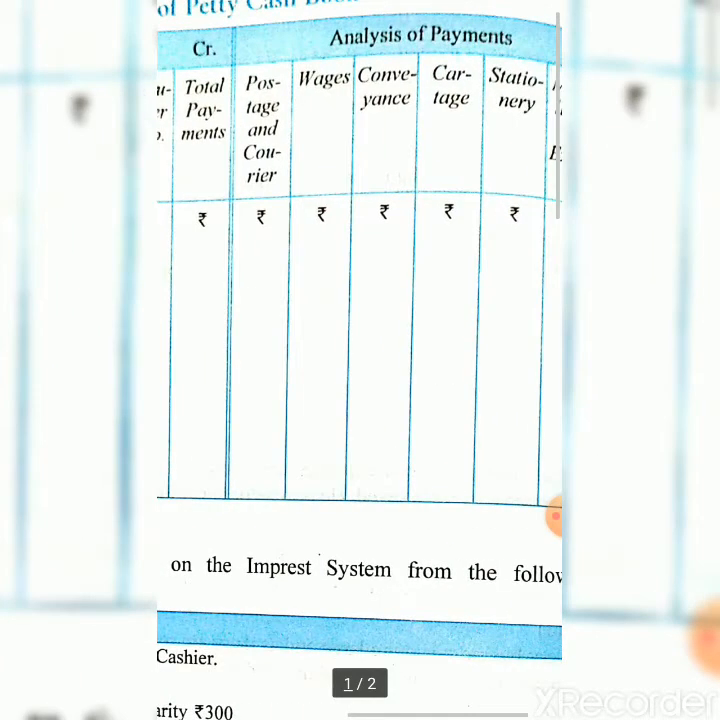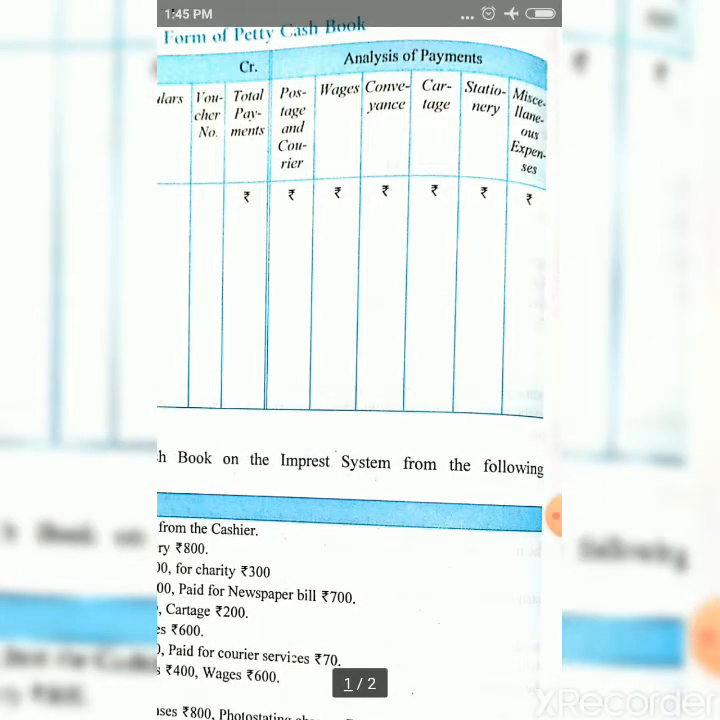and here in this system, the analytical system, we keep the payments record: item, courier, all are similar. So this is under a separate head, whereas wages are under a separate head, conveyance, carriage, stationery, or miscellaneous expenses.